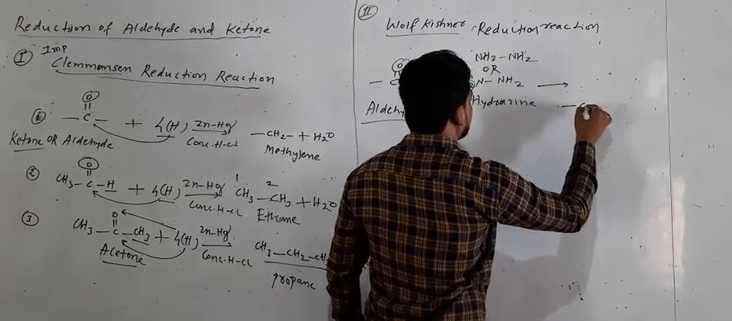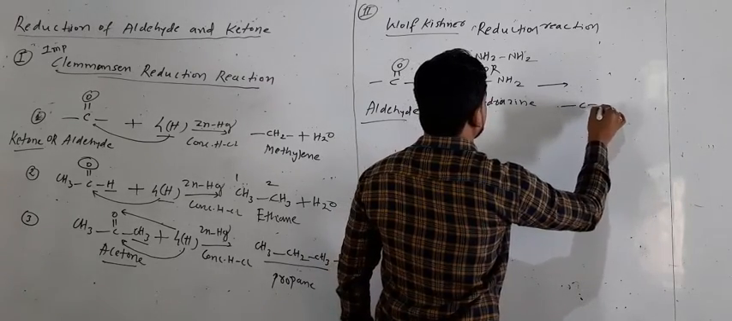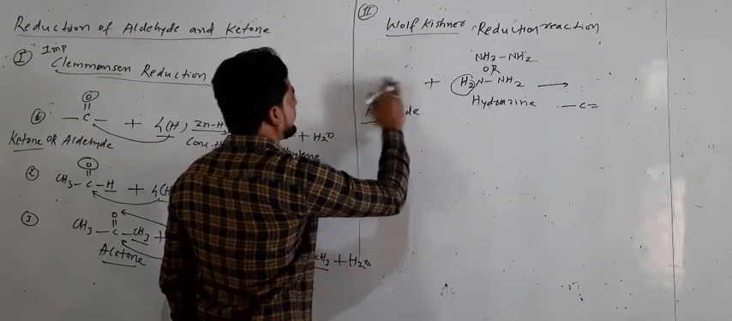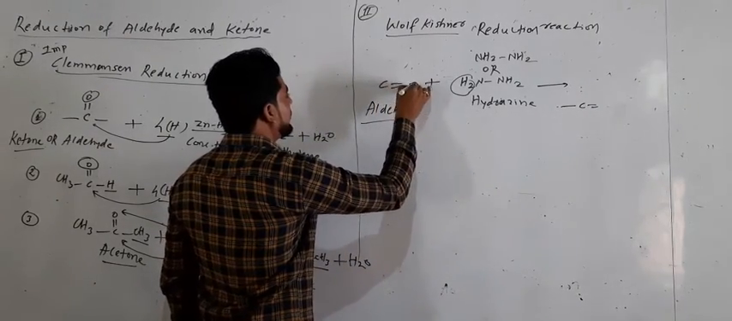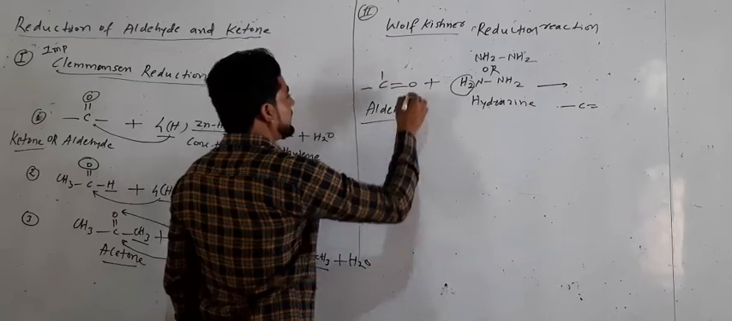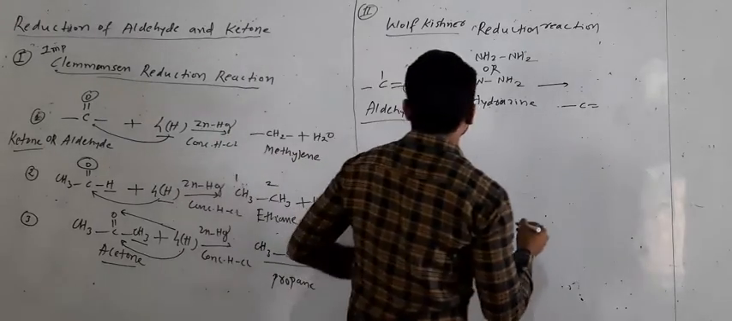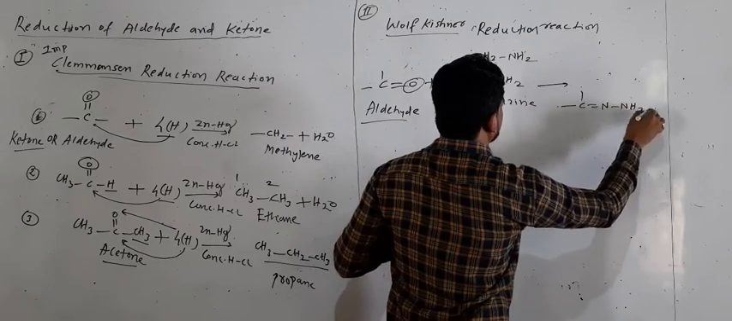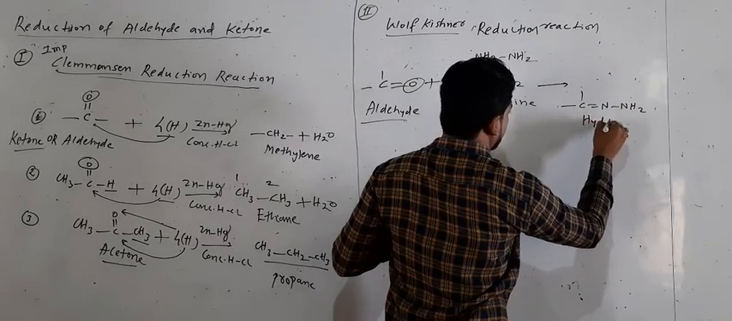Now we get C double bond N, and you can write it like this, the C double bond O. So H2O is lost from here, and we get C double bond N attached to NH2. It is called hydrazone.